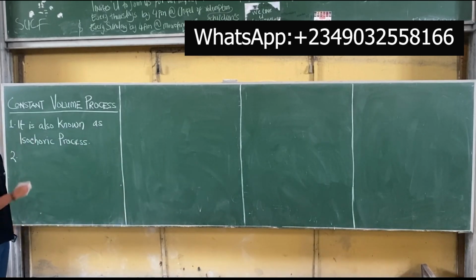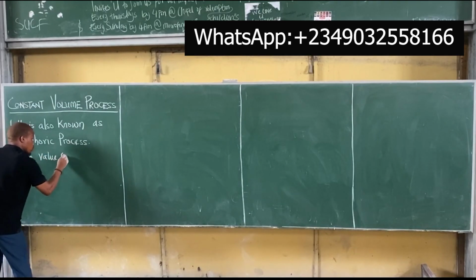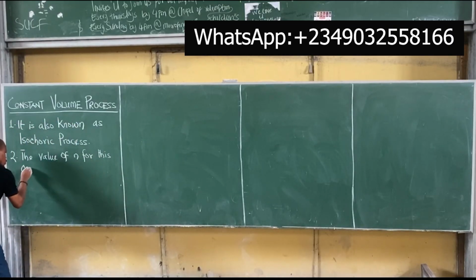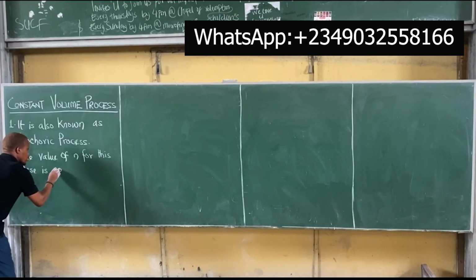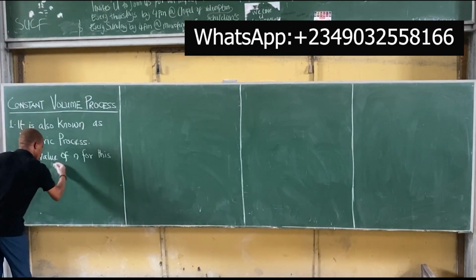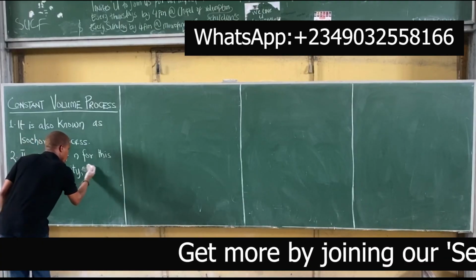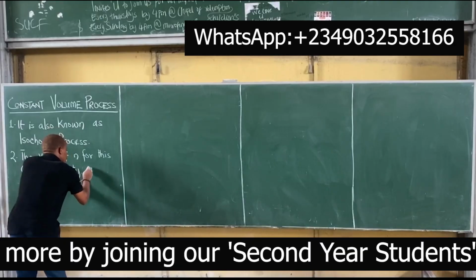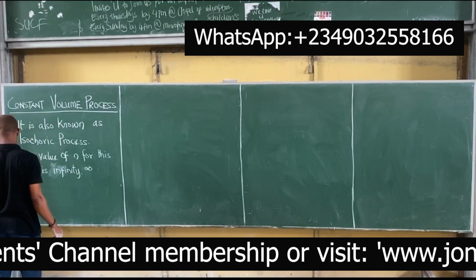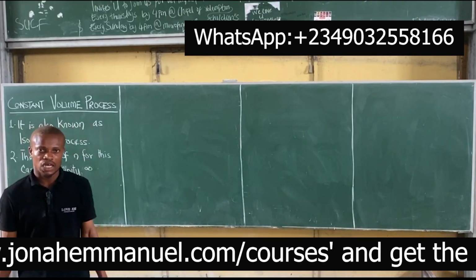Two, the value of n for this case is infinity. Three, the work done for an isochoric process is 0.